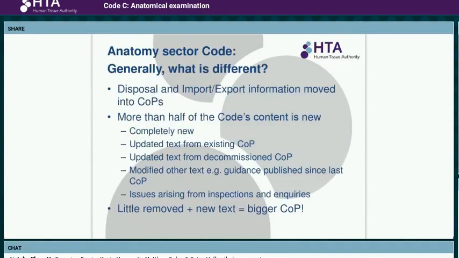So in terms of the anatomy code itself, in general terms, what's different? Well, as discussed, there is now disposal and import and export information. More than half of the code content is new, which means it's either completely new, or it's text that has come from an existing code of practice, or it's updated text from one of the decommissioned codes, or it's modified other text.